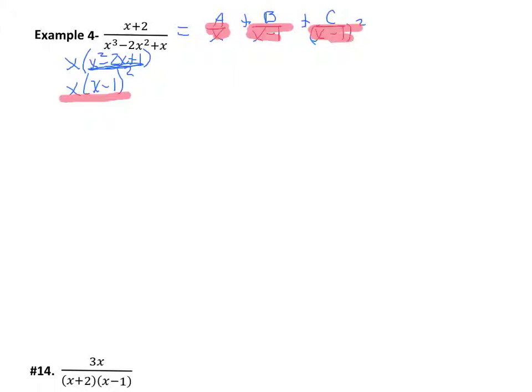All right, so now I got to times everything by my common denominator. So what's left? On the left, we have just x plus 2. On the right, we have a times x minus 1 squared. See, this is why I asked you this on that starter question. Plus b times x times x minus 1. Good. Plus c times x.